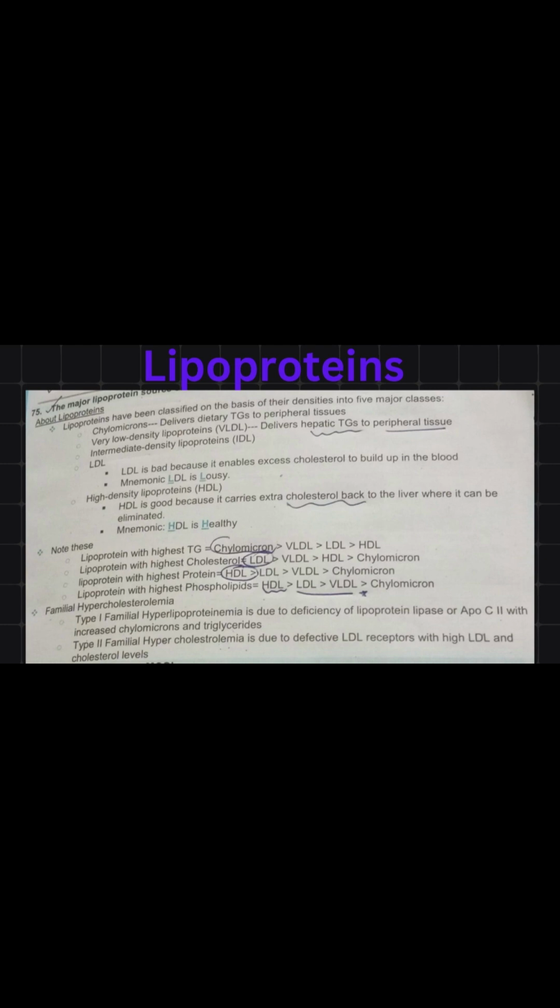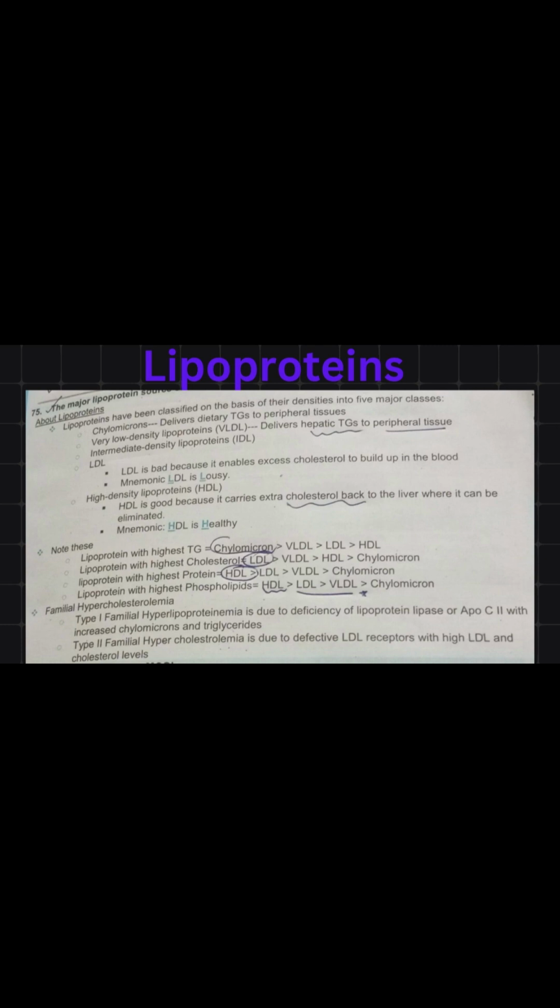Lipoproteins have been classified on the basis of their densities into 5 major classes. So there is chylomicrons, there is very low density lipoproteins, then there is intermediate density lipoproteins, low density lipoprotein, and the high density lipoprotein, that is HDL.